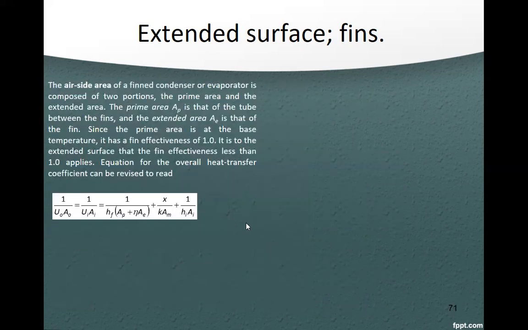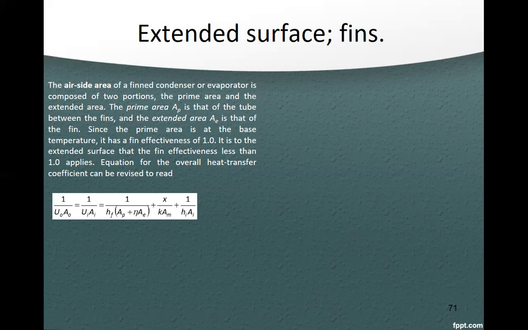So, the air side area of a fin condenser or evaporator is composed of two portions: the prime area and the extended area. The prime area is that part of the tube between the fins, and the extended area is that part that is of the fin. Kasi sa fins, meron pang space dun sa base, di ba? Since the prime area is at the base temperature, it has a fin effectiveness of 1.0. It is to the extended surface that the fin effectiveness less than 1.0 applies.